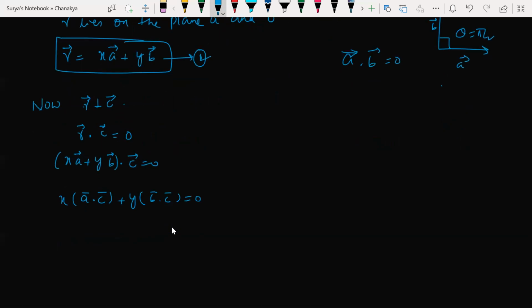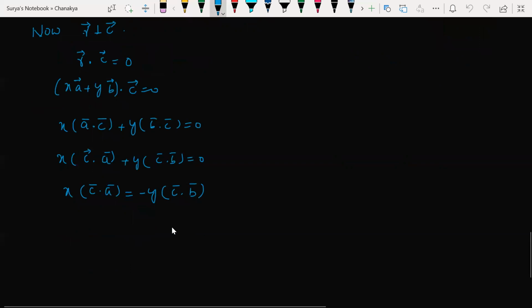Done? Yes. This can be written as C vector dot A vector plus C vector dot B vector is equal to 0. So now I can happily write this as x times C vector dot A vector is equal to minus y times C vector dot B vector. Peacefully we can write that.